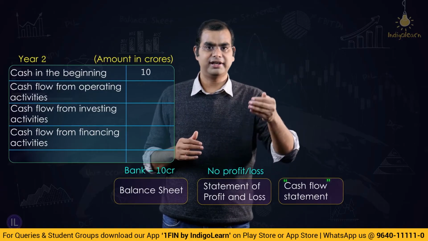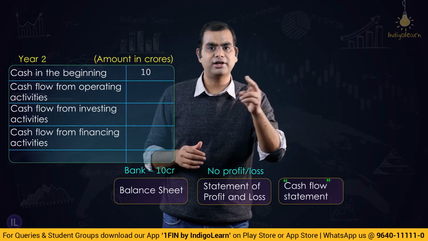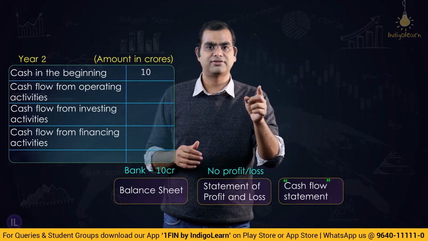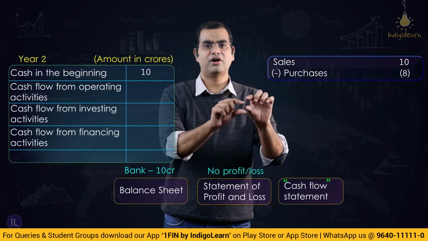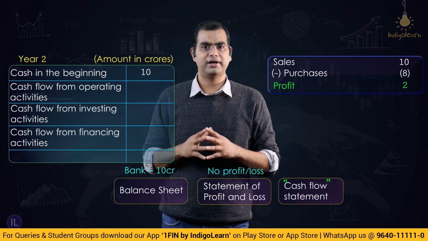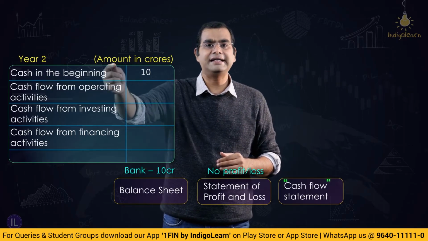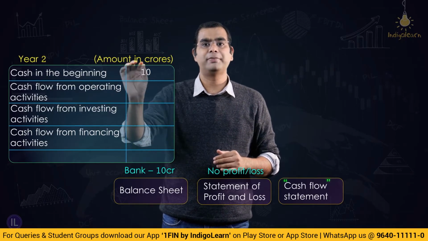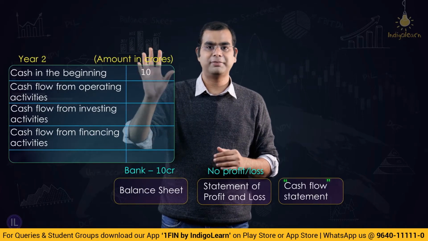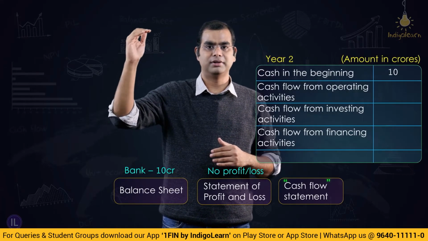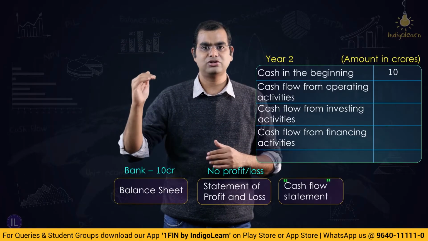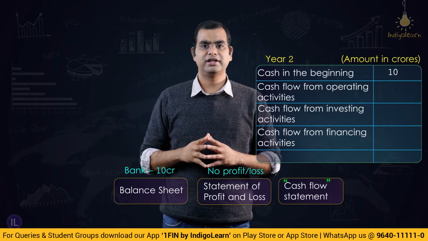So we can theoretically say operating cash flow, we can write 2 line items. Sales value 10 crores, less purchases 8 crores, and profit 2 crores. That is one way to write. Or we directly take the profit number from your P&L statement. Just recollect the P&L statement or income statement for year 2. We said sales 10 crores, less purchases 8 crores, and profit for the year was 2 crores.